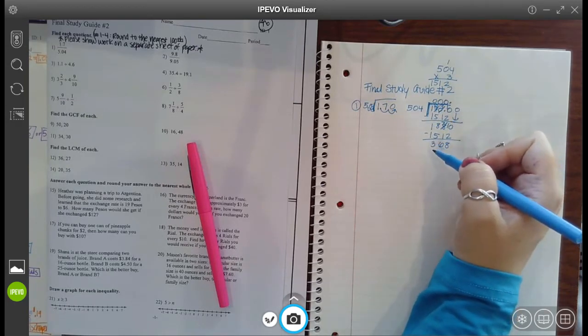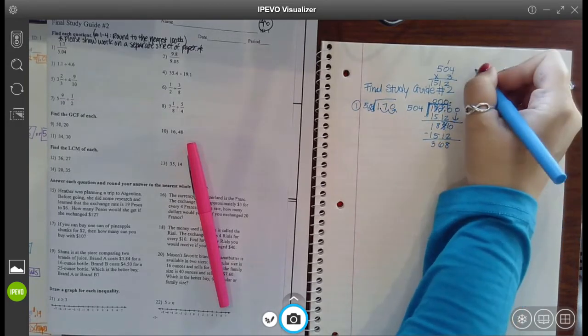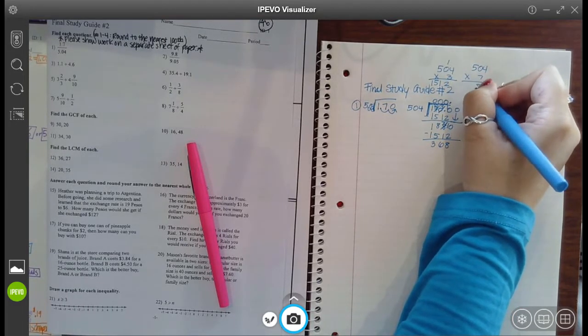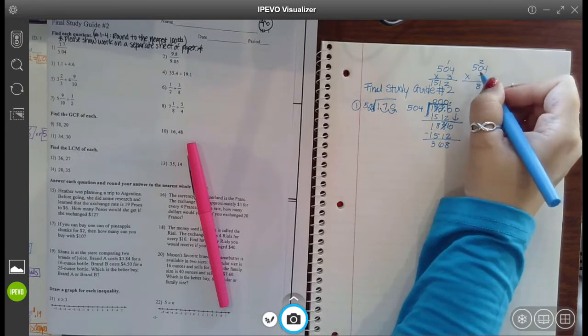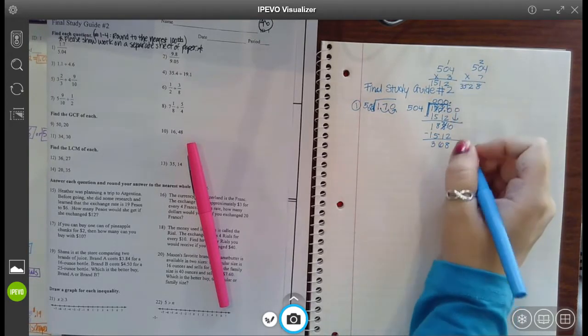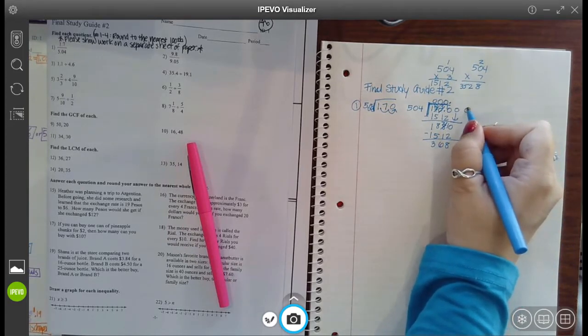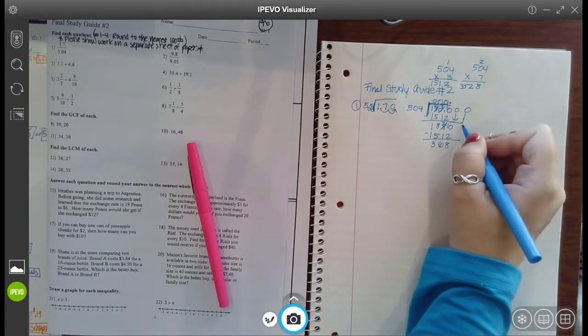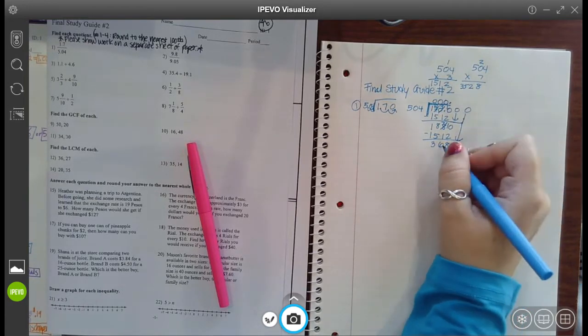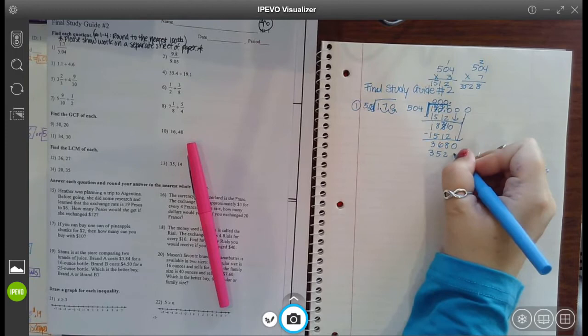5 goes into 36 7 times. Let's see if that's too big. So that's 28. 0 plus 2, and 7 times 5 is 35. That works. You need to always bring something down, right? So I need to put a 0 placeholder there. So now you have 3, 5, 2, 8.